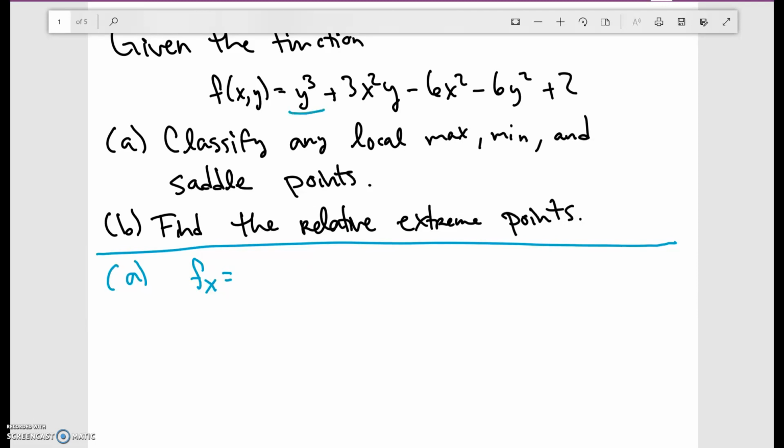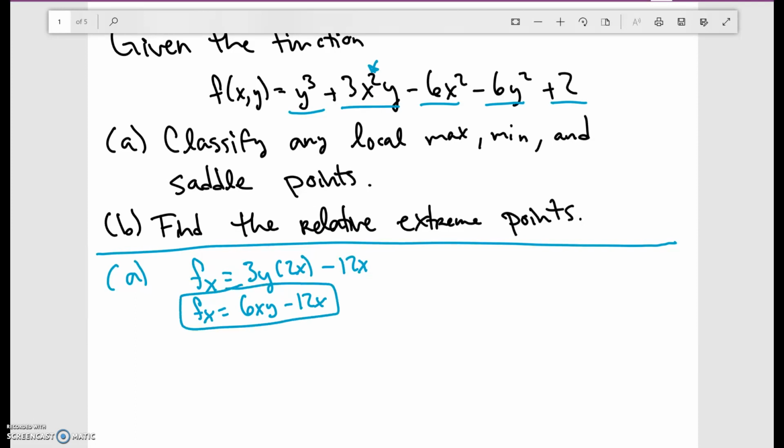So this one doesn't have an x, so it's just going to go to 0. Now this one, we can pull out the 3 and the y and then take the derivative of x squared, which is just going to be 2x. Then we're going to take the derivative of 6x squared. That's just going to give me minus 12x. This one doesn't have any x's, so this is just going to go away, and so is the 2. So my f sub x is going to be 6xy minus 12x. So this is going to be my first derivative with respect to x. Okay, so let me just box that.